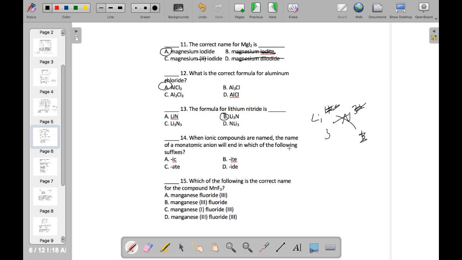When ionic compounds are named, the name of a monatomic anion will end in which of the following suffixes? That's a give me question there. It has to be "-ide". We've gone over that a lot.